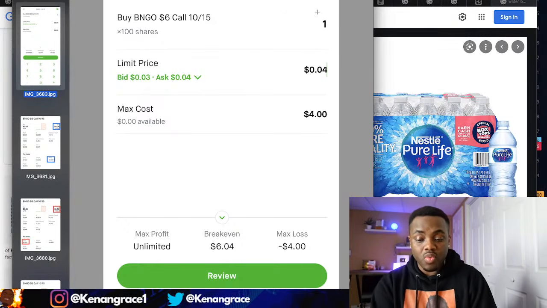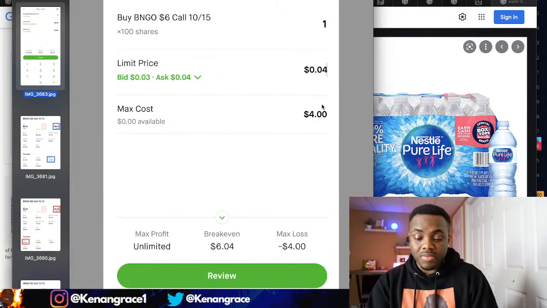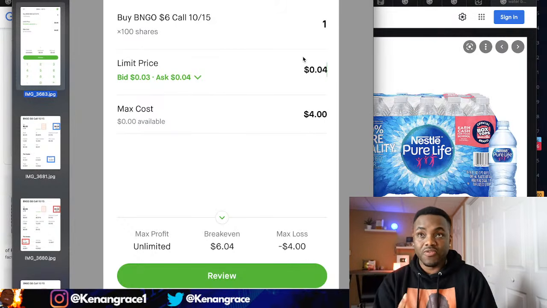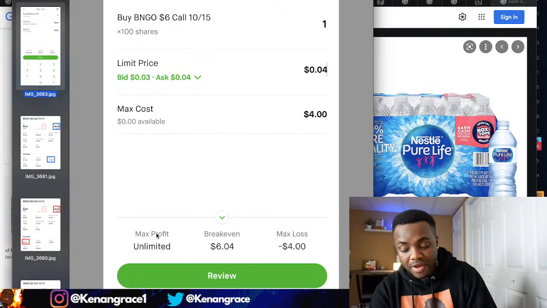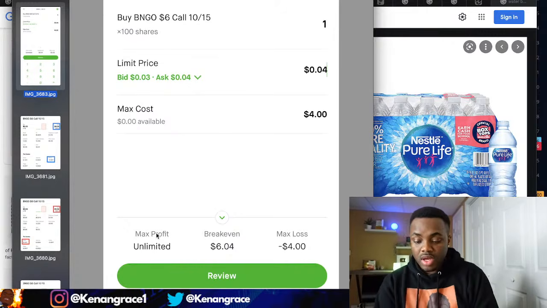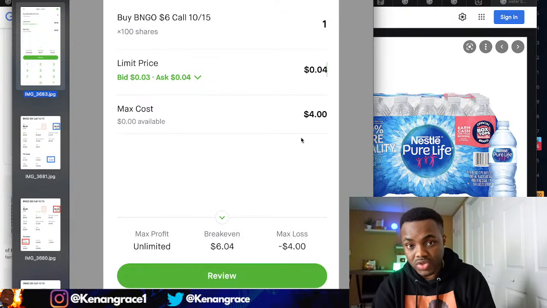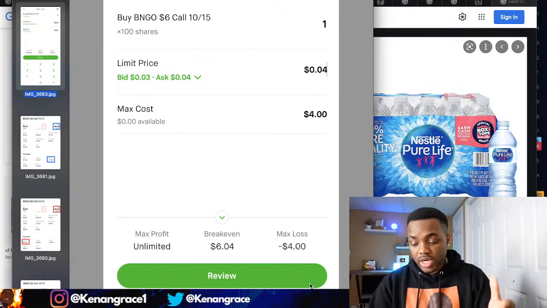Now notice, we bought one of these contracts, one of the $6 strikes expiring October 15th. And the max cost is going to be $4 because like I told you before, you have to multiply it by 100. So then you look down here, what is your profit? On a call option, your profit is unlimited because stocks can theoretically go up to infinity. Your break even is going to be 6.04. However, your max loss is what you paid for the contract. So there's a limited amount of loss and you would lose what you pay for the contract. So in summary, what is an option contract?